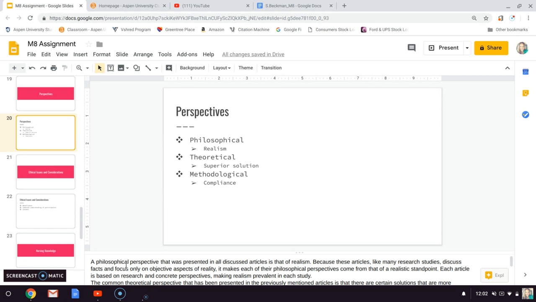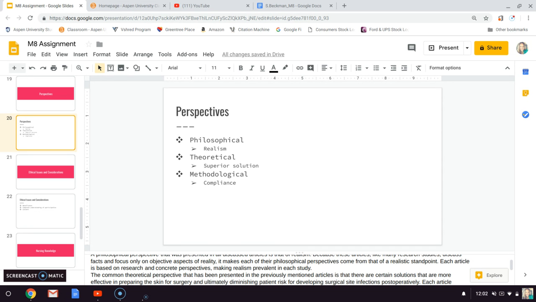Perspectives. A philosophical perspective that was presented in all discussed articles is that of realism. Because these articles, like many research studies, discuss facts and only objective aspects of reality, each of their philosophical perspectives comes from a realistic standpoint. Each article is based on research and concrete perspectives, making realism prevalent in each study.